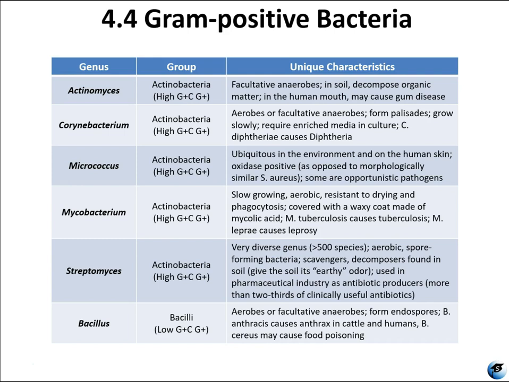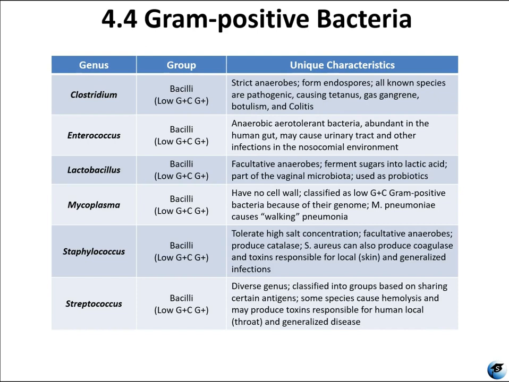You have Bacillus. Most species of Bacillus form endospores. One species of Bacillus is actually the causative agent of anthrax. And Bacillus cereus is generally non-pathogenic, but it can cause food poisoning. Clostridium, he's a low GC gram-positive bacteria. All known species of Clostridium are pathogenic to humans. Some of them cause tetanus, gas gangrene, botulism, and colitis. Enterococcus is again a low GC gram-positive bacilli, and he is associated with urinary tract and other nosocomial infections.